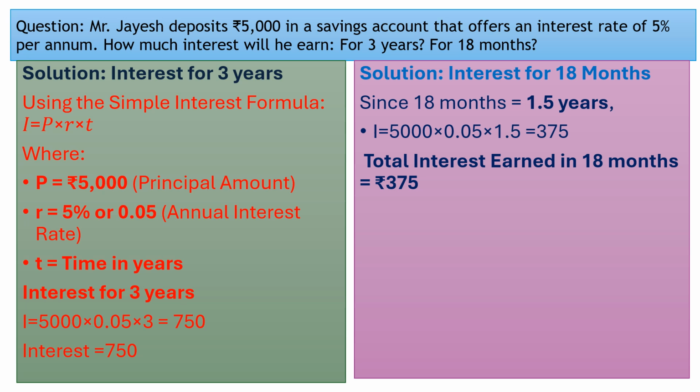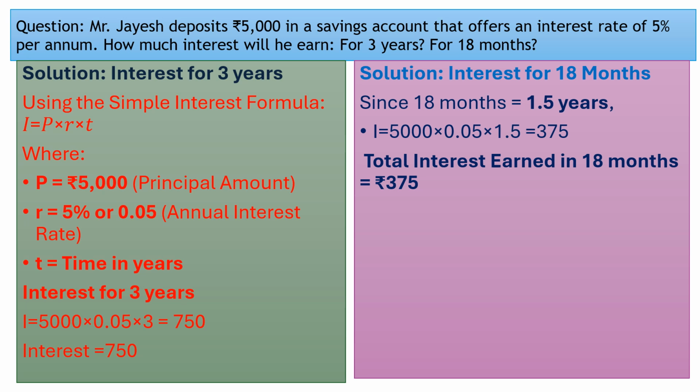So let us calculate the interest for the 3 years option. Using the simple interest formula, namely I = P × R × T, where P is 5,000, that is the principal amount, R is 5% or 0.05, the annual rate of interest, T is the time, that is the number of years of investment. So let us calculate the interest for 3 years. I is equal to 5,000, that is the principal amount, multiplied by 0.05, that is the interest rate of 5%, into T, that is the time period of investment, 3. You get an interest of 750.